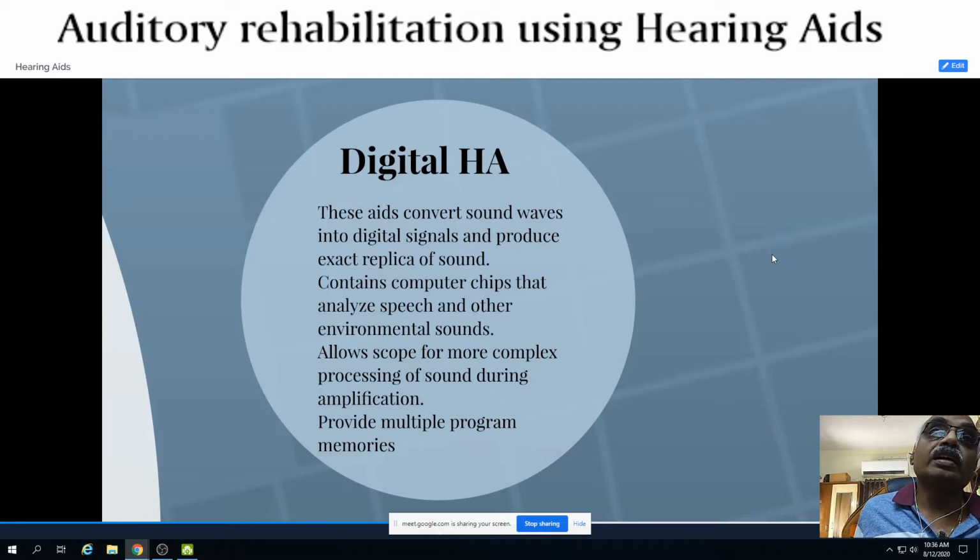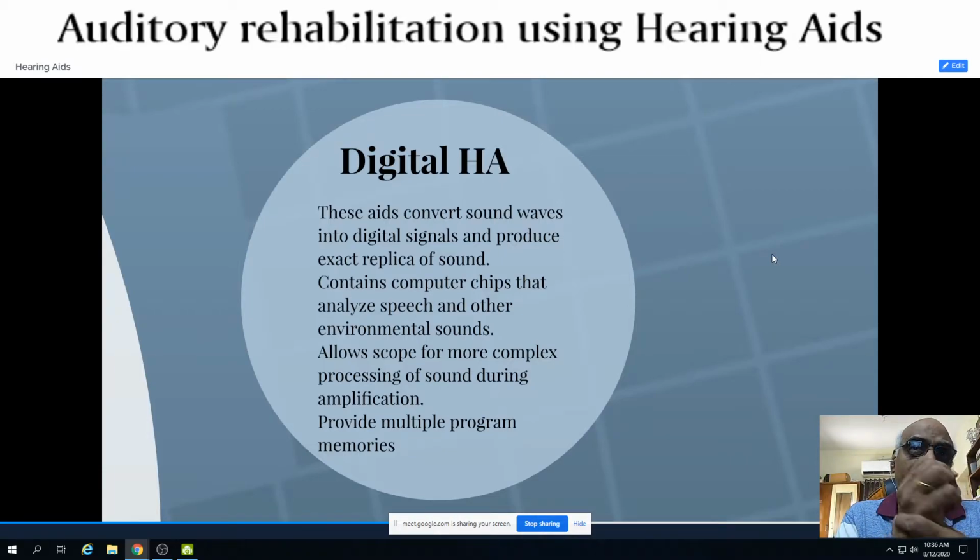Your digital hearing aid contains a computer chip within that has a program which can analyze speech, words and other environmental sound. Even now, some hearing aids have started incorporating artificial intelligence, so they can block all the ambient noise and preferentially augment only the spoken word. Since there is already a computer chip within the hearing aid, there is a huge scope for complex processing of sound during amplification.